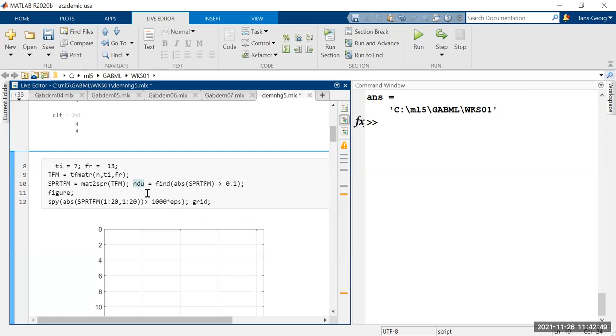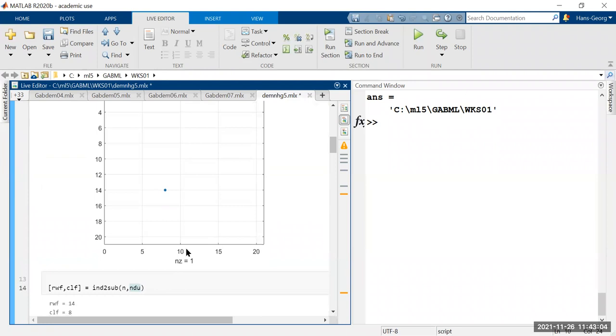I'm not showing the full matrix because it would be much bigger. It would be 408 by 480. I'm showing only the segment from number 1 to number 20 in both horizontal and vertical direction. And if you look here, you will see it's number 8 here and number 14 here.